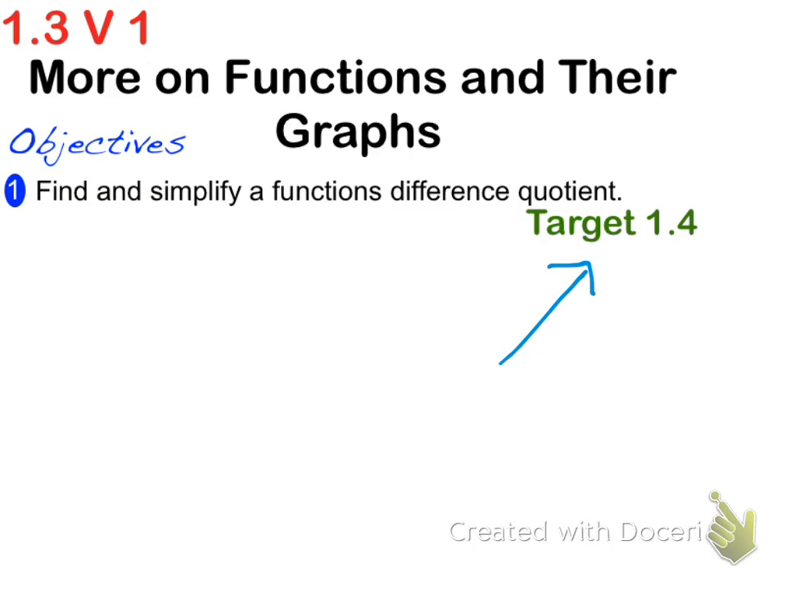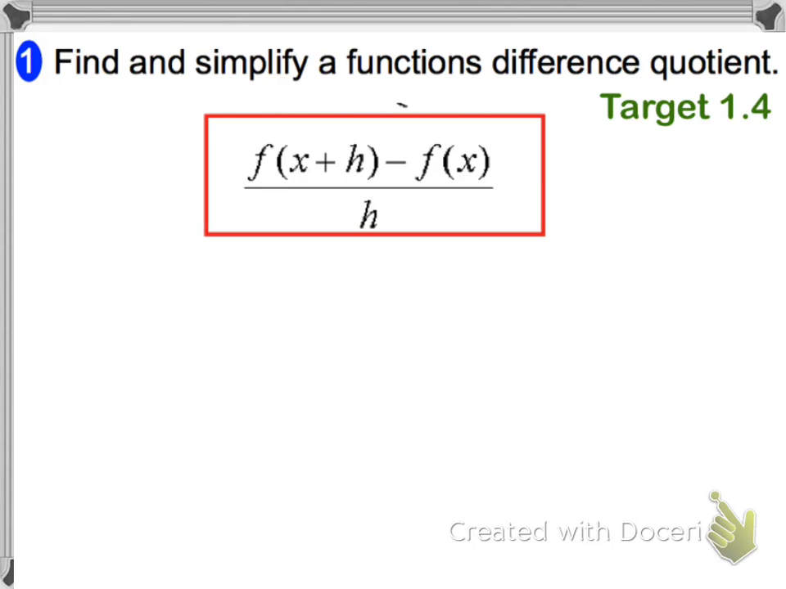This is section 1.3 and the first video in that section, and today we're really focusing on finding the difference quotient, and notice this is target 1.4 for our class. The first thing we need to know is what is the difference quotient. Now, in class we will talk a little bit more about what all these things mean, but just for a general idea, the difference quotient really just means we're finding the rate of change on a graph.